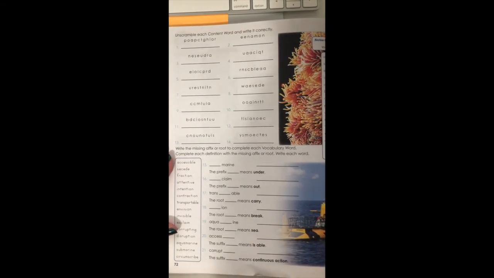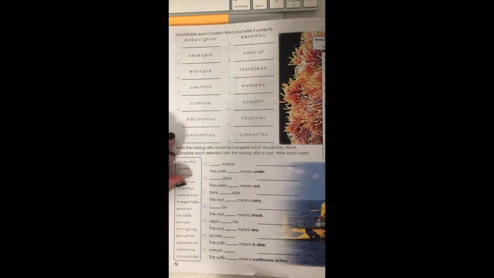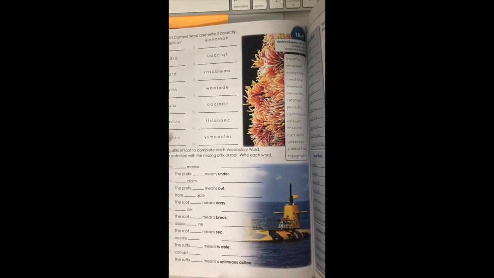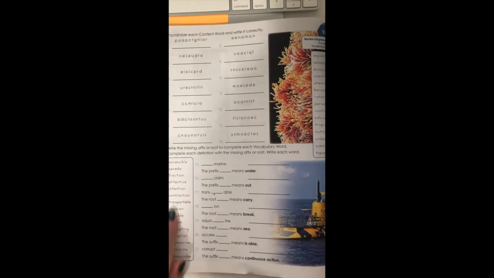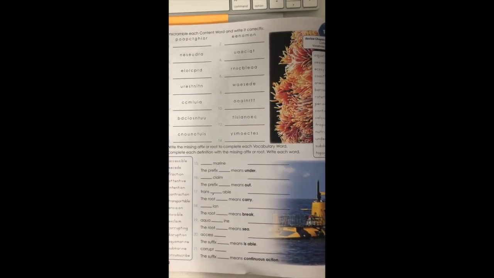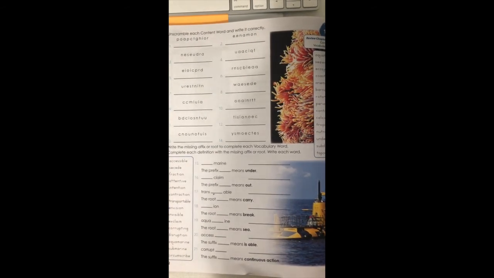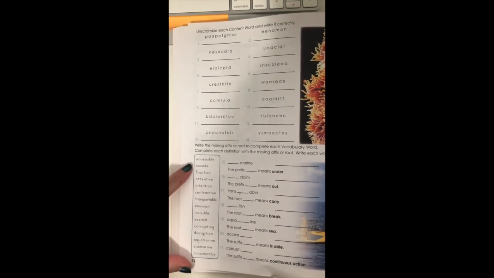So here for Thursday, for our final page of our review for lesson 18, you're just going to be unscrambling some words. Here are the pattern words to the right. So just use this list to help unscramble your words from 1 through 14. Then here on the bottom, you're going to write the missing affix or root to complete each vocabulary word. Complete each definition with the missing affix or root and then write each word. It seems a little bit more complicated than it is because you have all of your words right next to it, to the left.